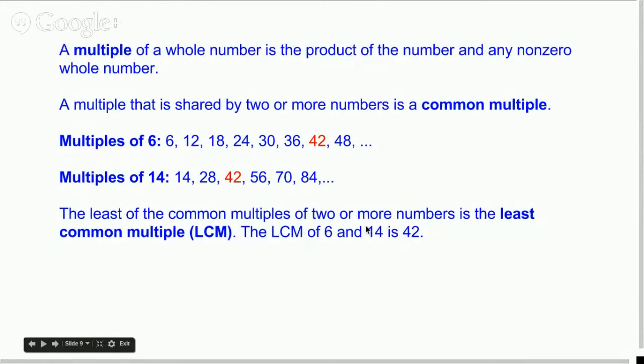If we go back to her situation, we should have 8 and 12. If we did 8 and 12, 8 would be 8, 16, 24, and 12 would be 12, 24. So the number that they share is 24.